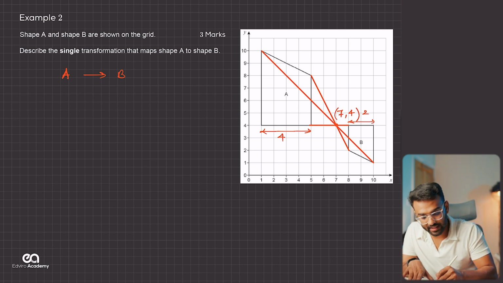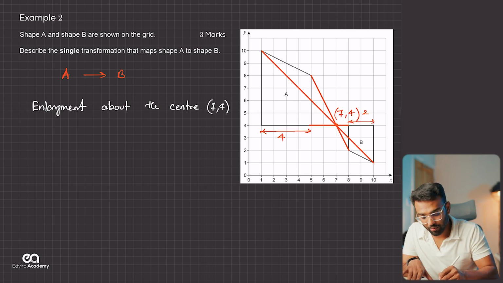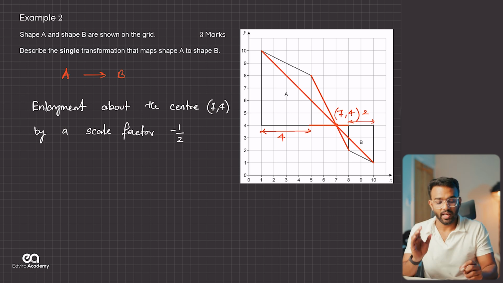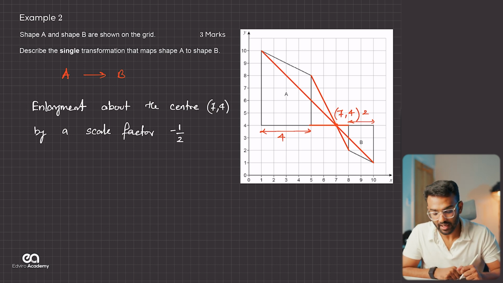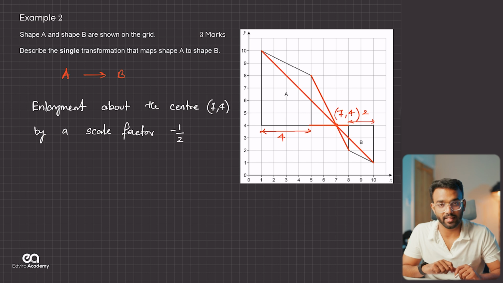So you would write, it's an enlargement, okay, about the center. What's the center point? 7, 4. Okay, enlargement about the center, 7, 4, by a scale factor of minus a half. It's a half, but it went to the other side, and therefore it is becoming minus. So you have explained what it is: enlargement about the center, 7, 4, by a scale factor of minus a half, and that's how you solve this.